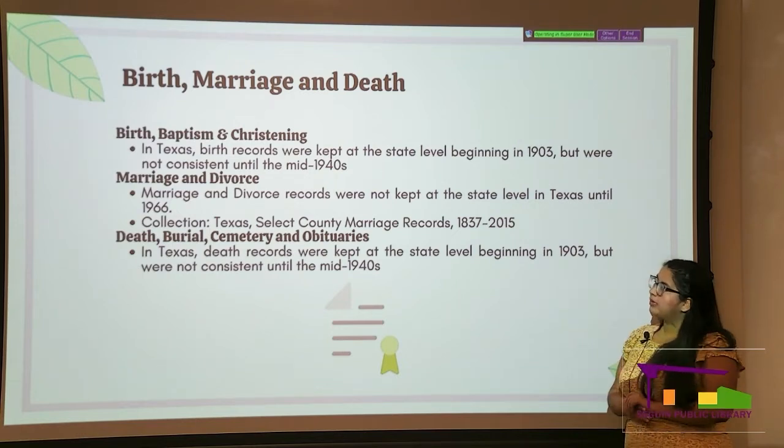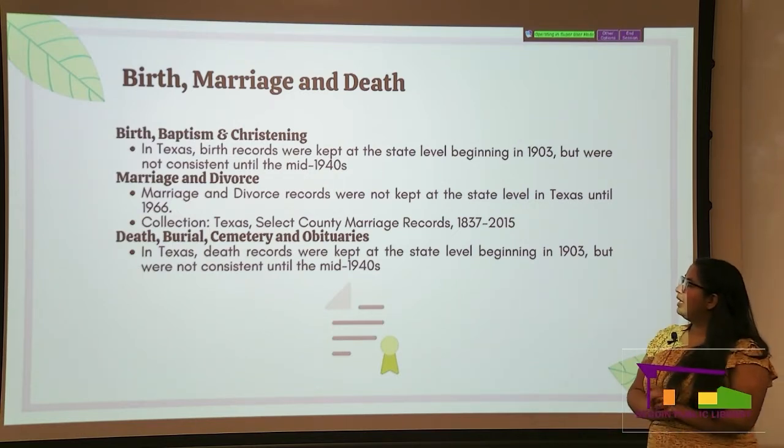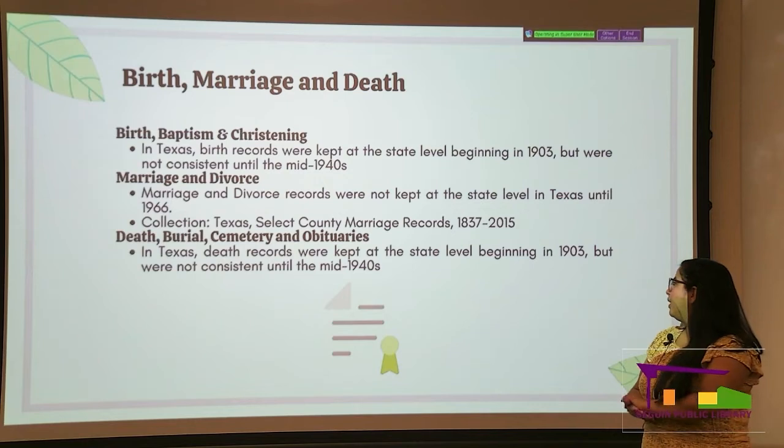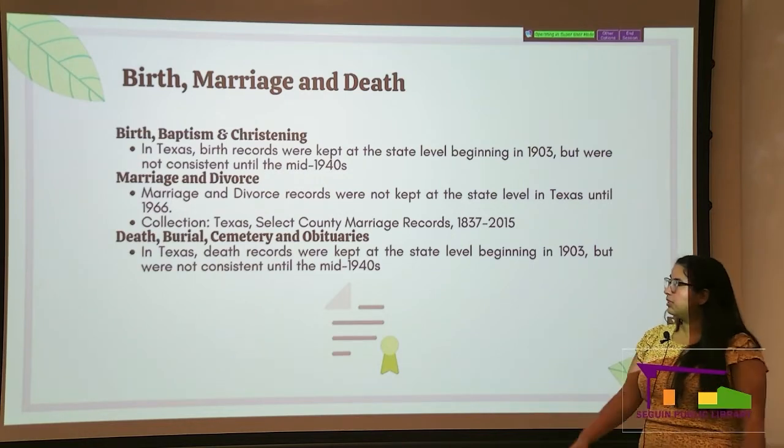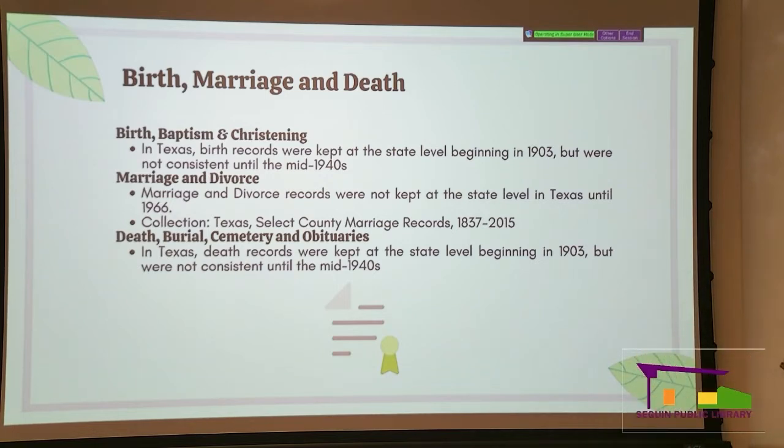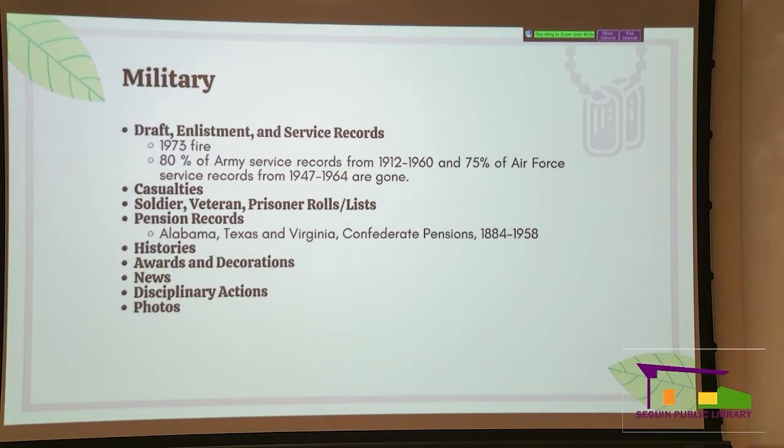For death, burial, cemetery, and obituaries. In Texas, death records were kept at the state level beginning in 1903, but weren't consistent until the mid-1940s. Kind of the same thing as those other records, just as Texas was forming and really started to come together in making all of its records consistent.